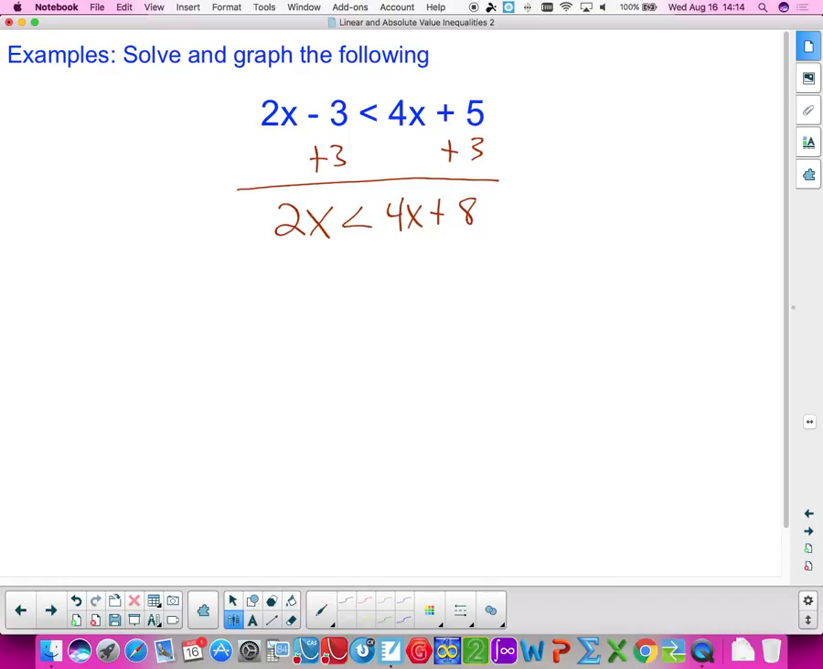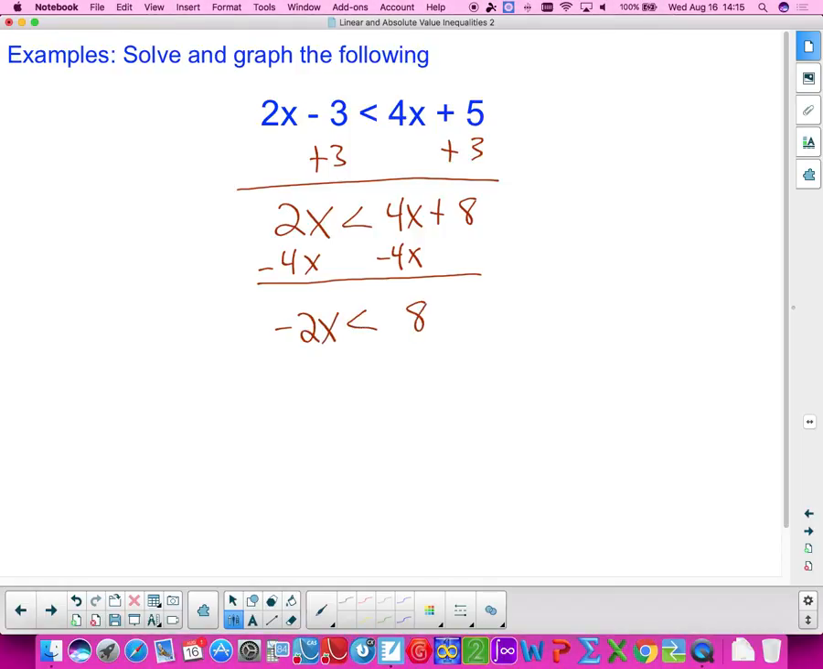If I could subtract 2x, then I have everything on one side. I need to get x's on one side and numbers on the other. If I do that, I'm going to have to bring the 8 back over, right? You might still get there, but Gunnar, you subtracted 4x. So -2x is less than 8. Now we got to divide by -2. And this is the old flipperino.